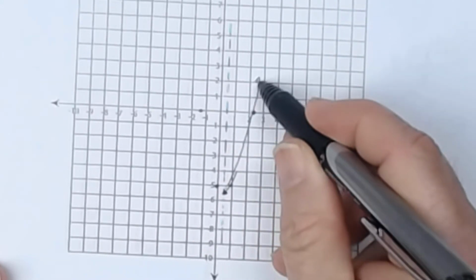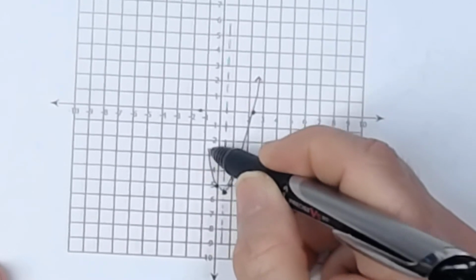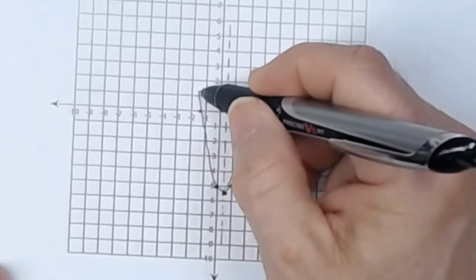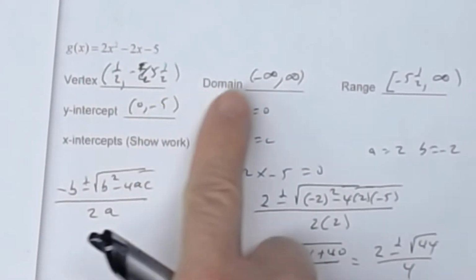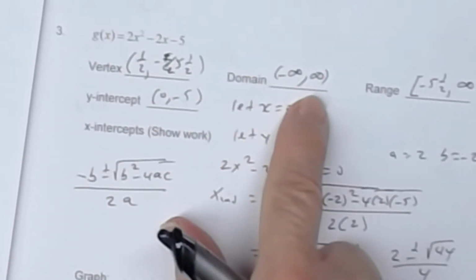There's your parabola. Do the best you can with drawing a parabola. Make it look like a parabola. No segments. Make it look like a parabola. All right? And so there's your graph. Just make sure we answered everything. So we found the vertex. The domain's always going to be all real numbers since this is a quadratic function.